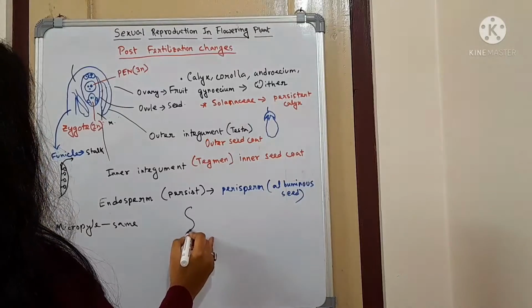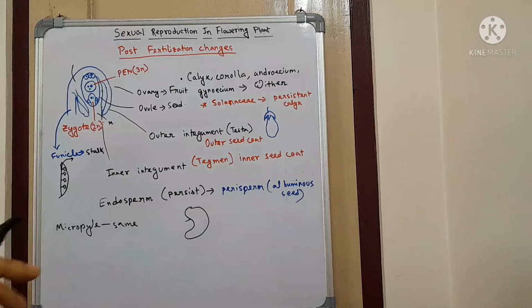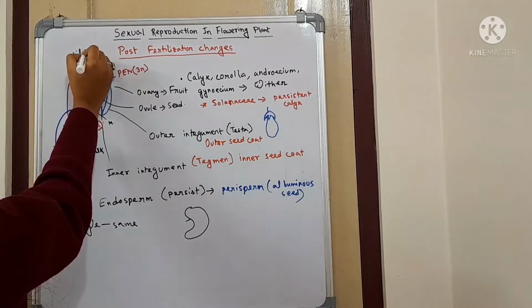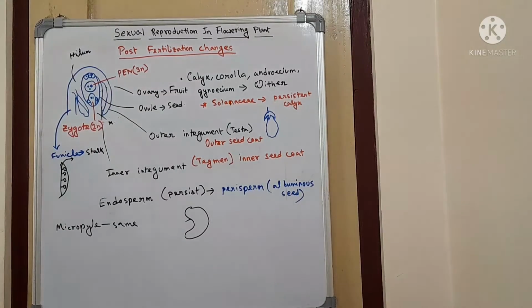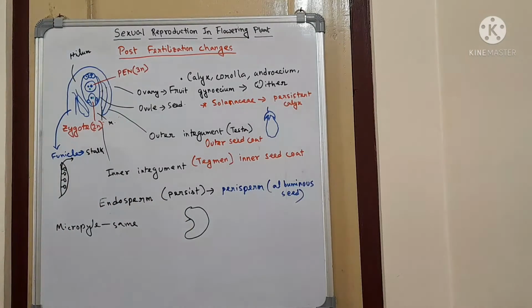And there is one concavity which is found in the seeds. Like this kind of structure we can often find. This concavity or scar-like structure is nothing but the hilum. So the hilum can give a concavity or a scar kind of structure.